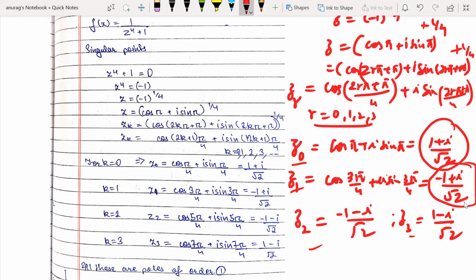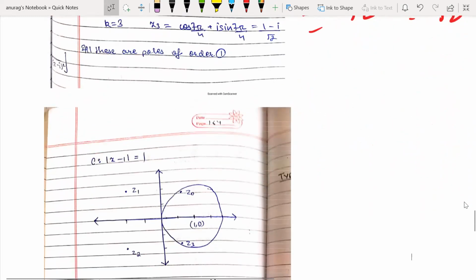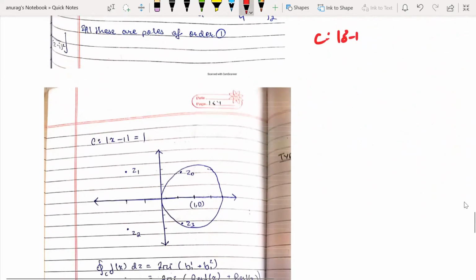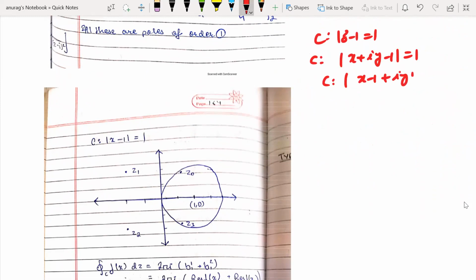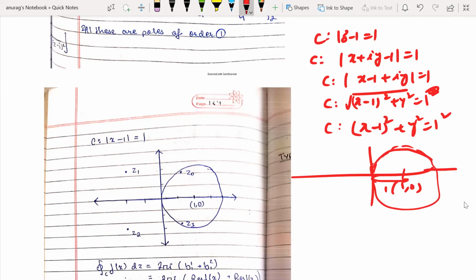Okay, now we will check which of the singular points are lying inside the given curve. So the given curve is mod z minus 1 equal to 1. If you simplify it, it can be written as x plus iy minus 1 equal to 1, or you can write x minus 1 plus iy equal to 1. Or it can be written as under root x minus 1 whole square plus y square equal to 1 square, or x minus 1 whole square plus y square equal to 1 square. The circle whose center is 1 comma 0 and radius is 1. So this looks like this circle actually in the first and fourth quadrant.